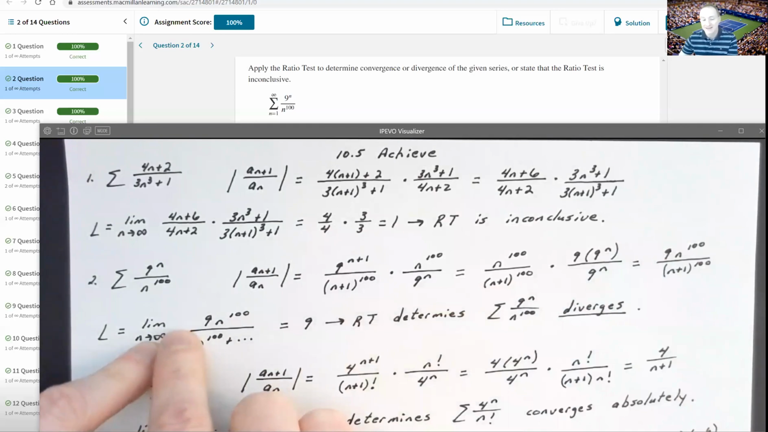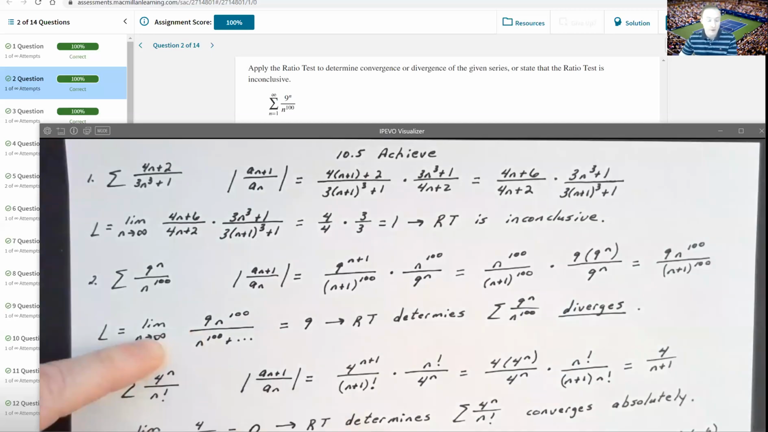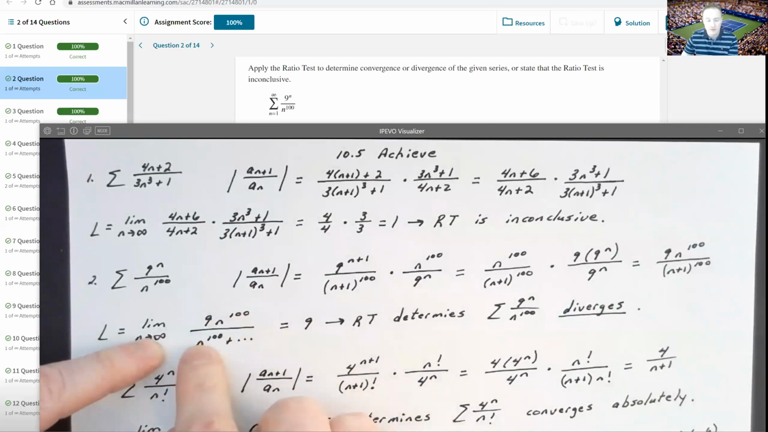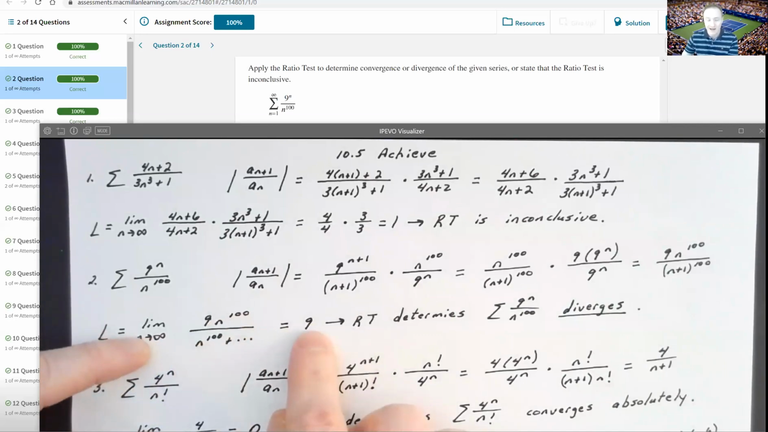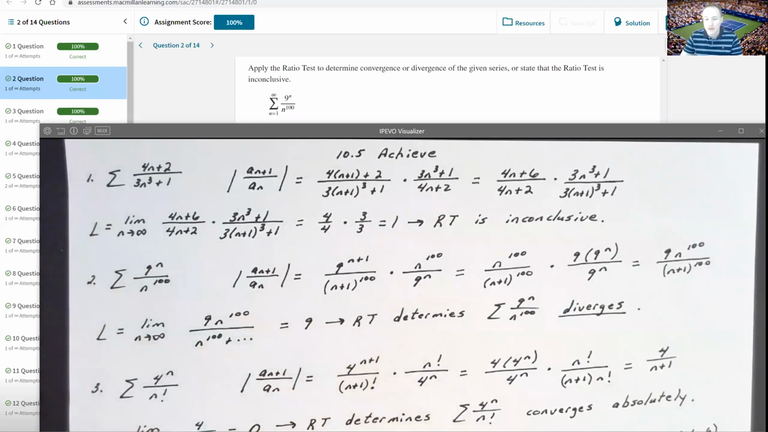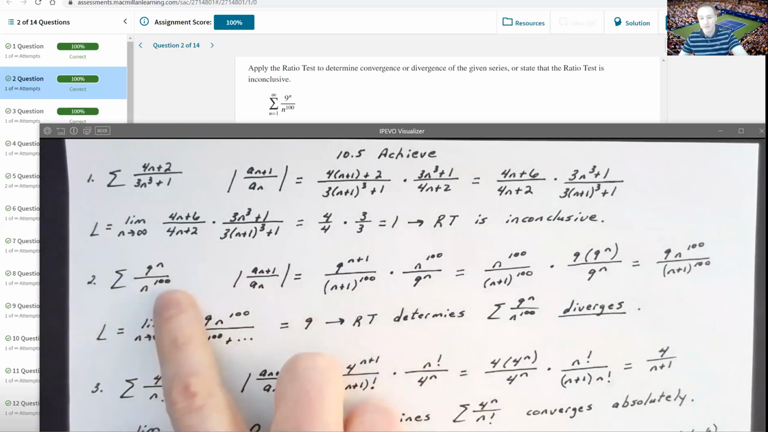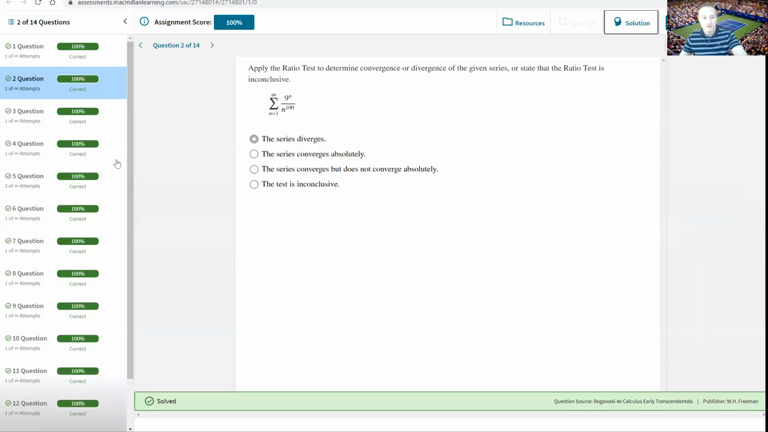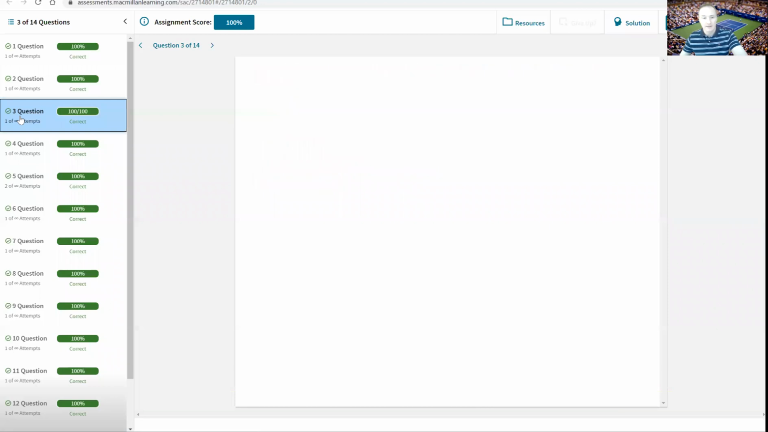Because whenever you need to take the limit as n approaches infinity, all you need to know is that the degree of the numerator and denominator is both going to be 100. So the limiting value is going to be the fraction of those leading coefficients, which in this case is 9. Now, every time the ratio test has a limiting value of greater than 1, you know that the series diverges. So the ratio test is telling me that the corresponding series in this problem diverges. And you'll see where I chose that on here, series diverges.